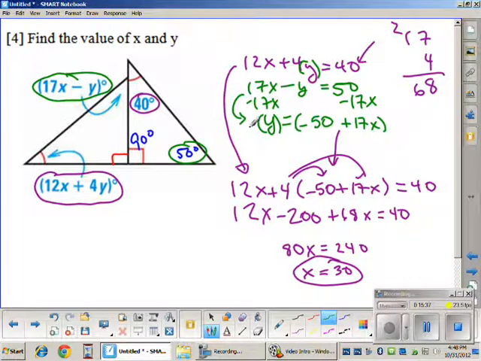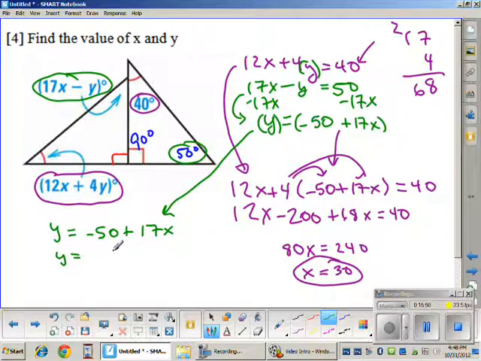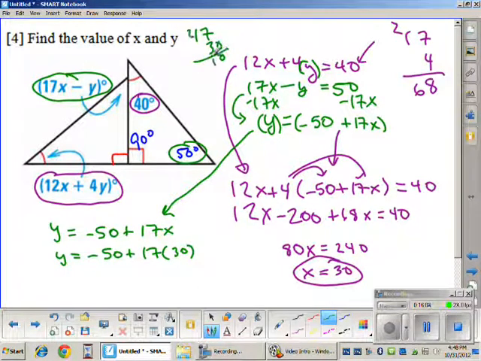Okay, so let's rewrite it with the substituted part for x. So x is 30. I just need to figure out what 17 times 30 is. That'd be 510. So y is equal to negative 50 plus 510. Taking 50 away from that, this should be 460. So my y value is 460, my x value is 30. Now we can move on to number 5.